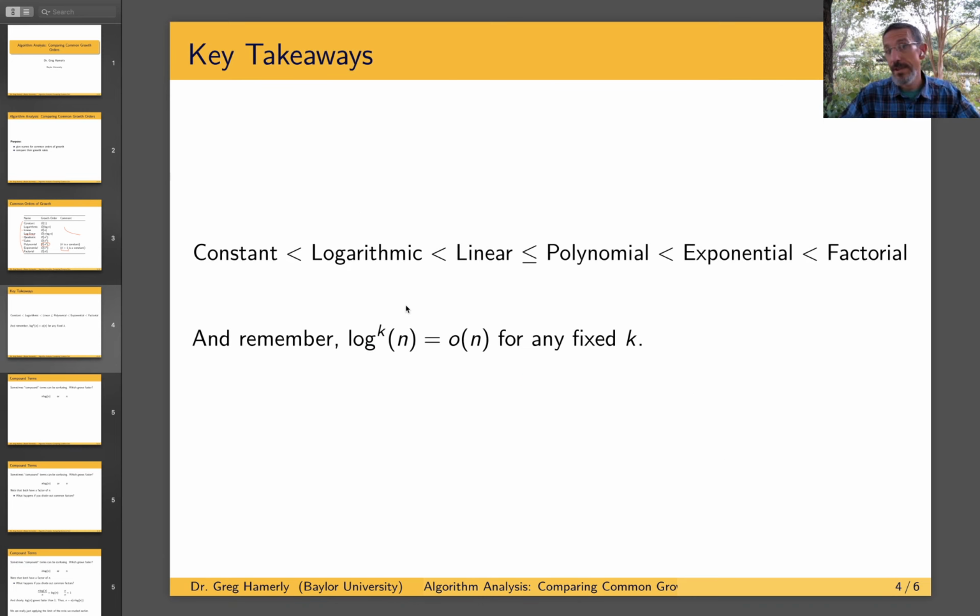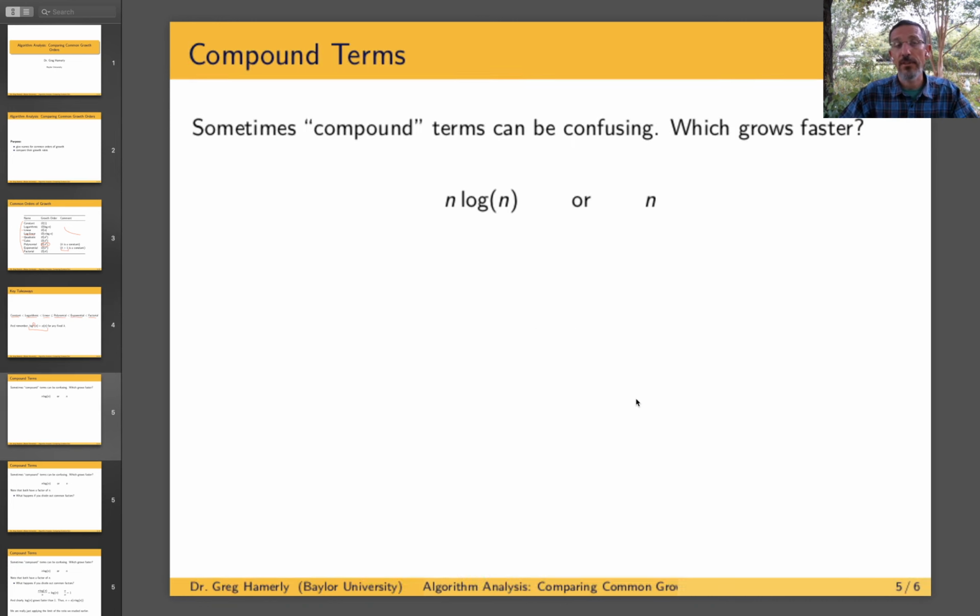Now, here's the same or similar information, but put in a more verbal way, okay, and a more ordered way. We have constant, which is big O of 1, is growing more slowly than logarithmic, which grows more slowly than linear, which is growing more slowly in general than polynomial, though linear is polynomial growth just for an exponent of 1. Polynomial growth is always less than exponential growth, and exponential growth is always less than factorial growth. And as we've proven before, if we take a logarithm and we raise it to a power k, that's always upper bounded by a linear function for any fixed k.